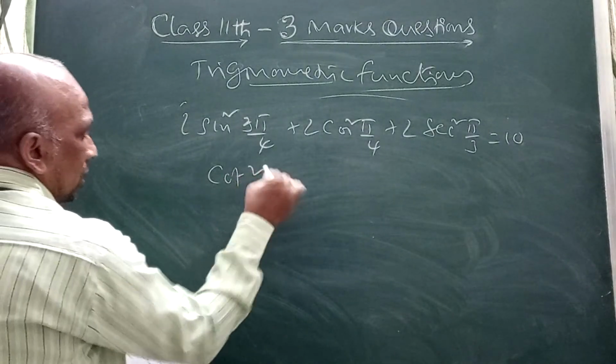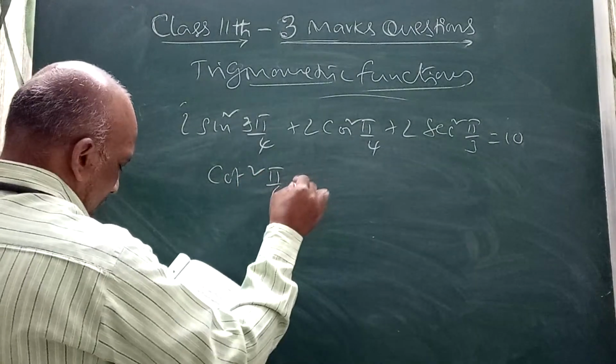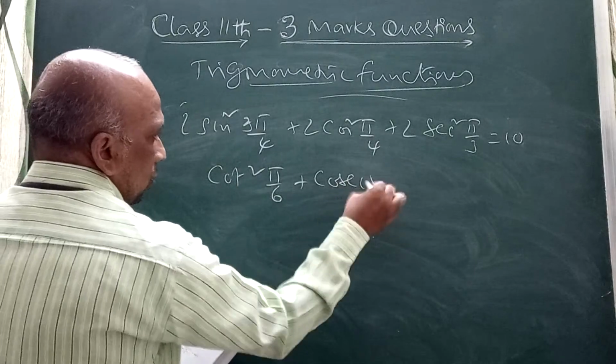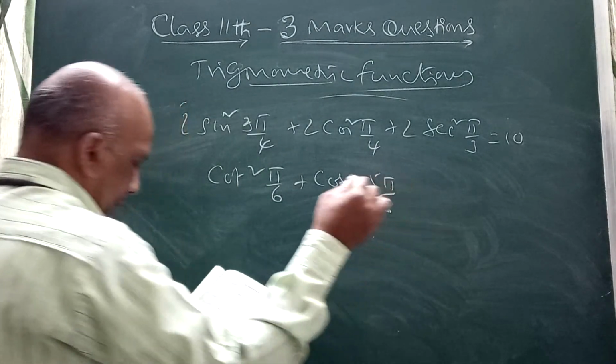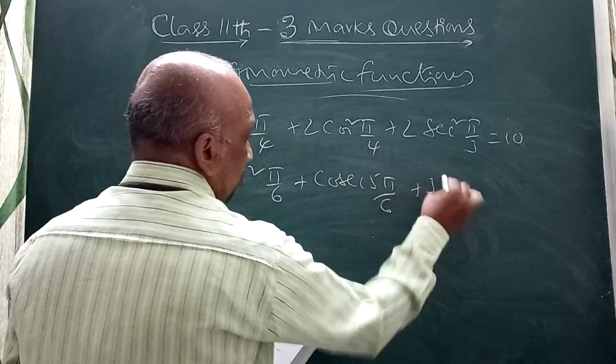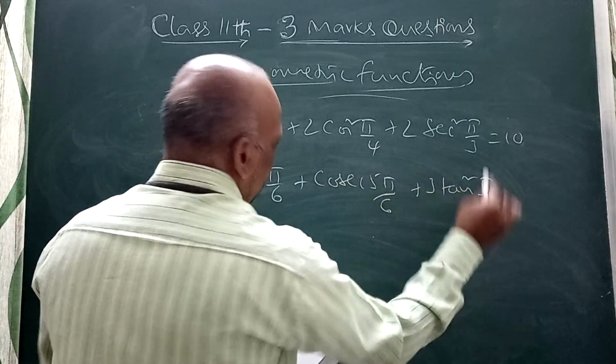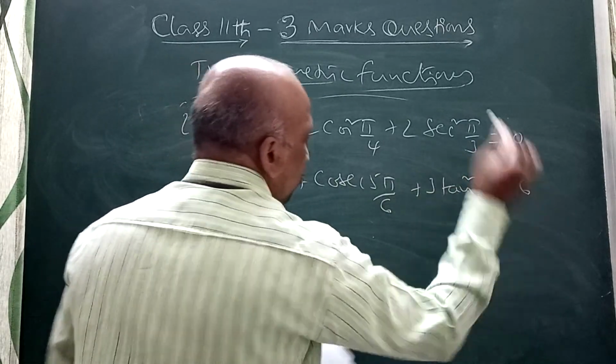And here is another one: cot square pi by 6, cosecant pi by 6, plus 3 tan square pi by 6, which is equal to 6.